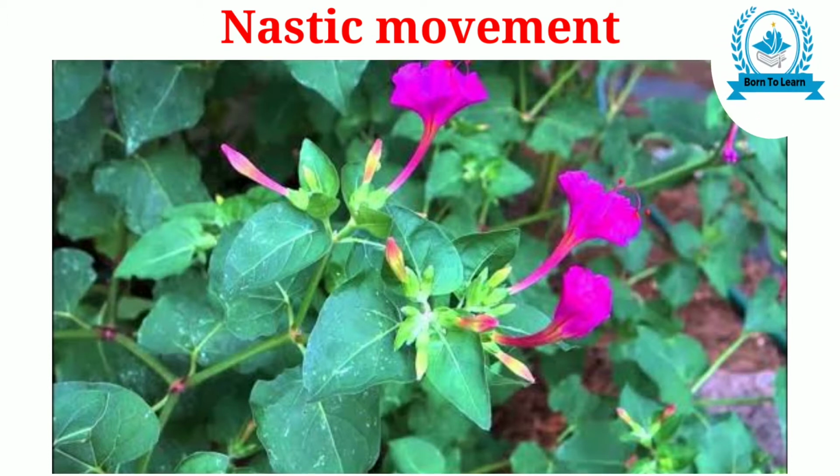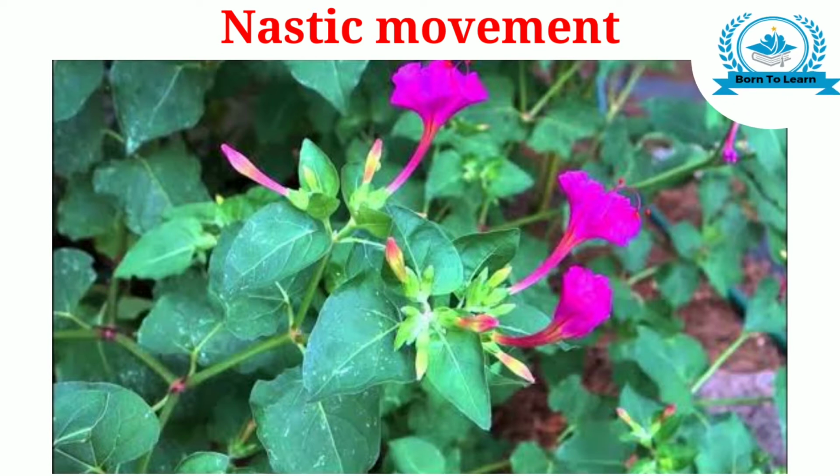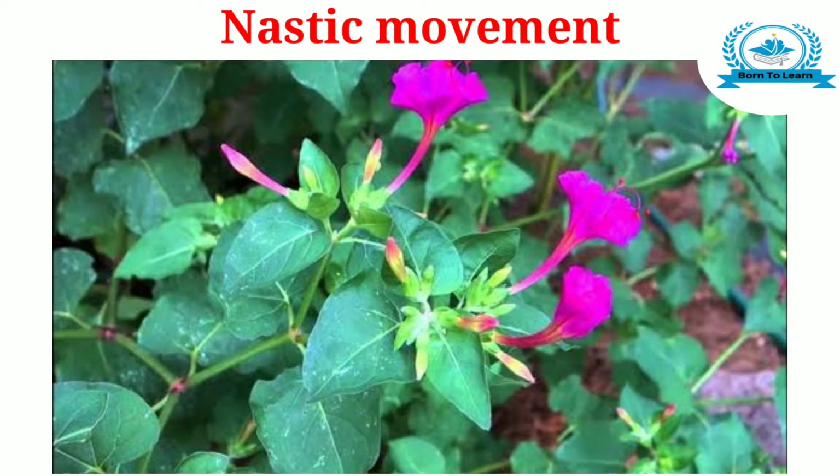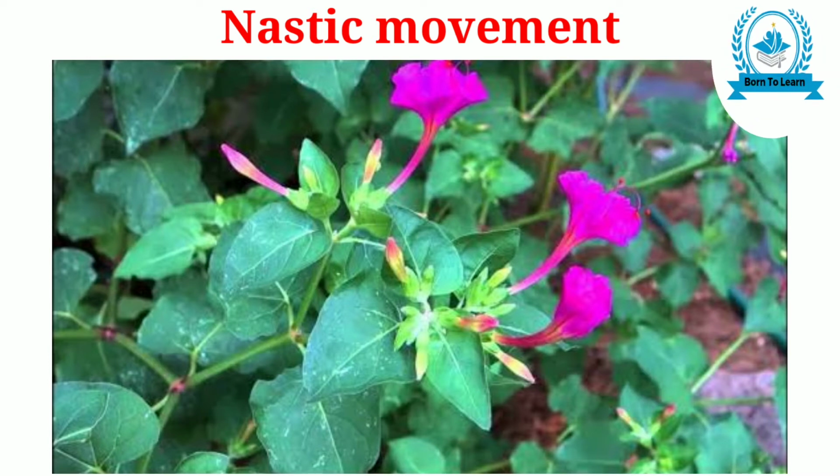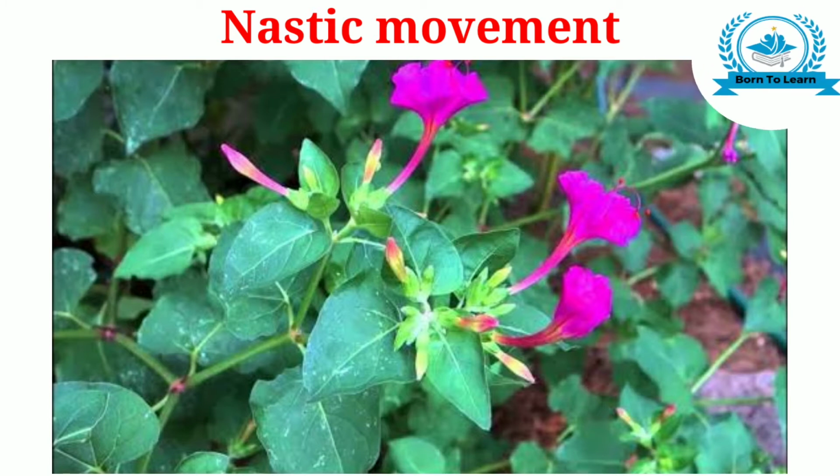Nastic movements are mostly exhibited by the flat organs of plants like leaves and petals of flowers. Some of the examples of the Nastic movements of plants or nasties are given below. 1. The folding up of leaves of a sensitive plant Mimosa pudica on touching is an example of Nastic movement. Here the stimulus is touch. 2. The opening up of the petals of dandelion flowers in the morning in bright light and closing in the evening when the light fades is an example of Nastic movement. In this case, the stimulus is light.